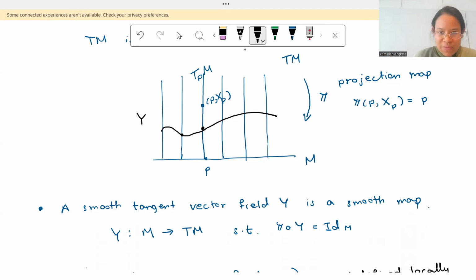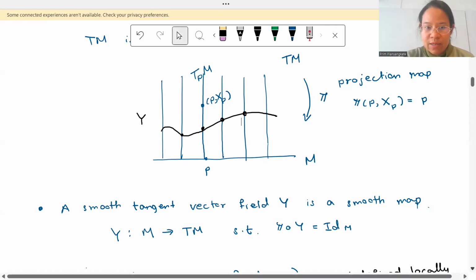So at each point, it's a rule that assigns an element of the tangent space over that point, and it is defined by this map here. So it is a smooth map from the manifold to the tangent bundle. The only requirement is that when it is composed with the projection map, it will be the identity. So when we go up by Y and we go down again by pi, it's the same point. It just says that when you assign the tangent vector at each point, it has to be the tangent vector at that point.